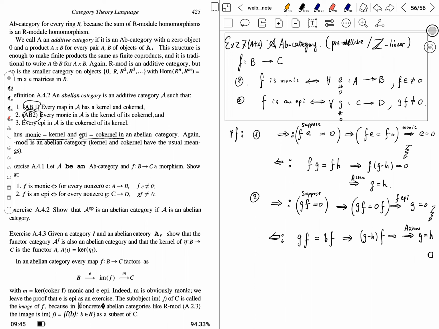So suppose F is monic, then F composed with a non-zero E is non-zero. Suppose it's zero. Let's prove by absurd. Then F composed with E equals 0, which means F composed with E equals F composed with 0. And so monicness would tell you that E equals 0, but this contradicts the fact that E is not a zero morphism in the hom set, not a zero element.